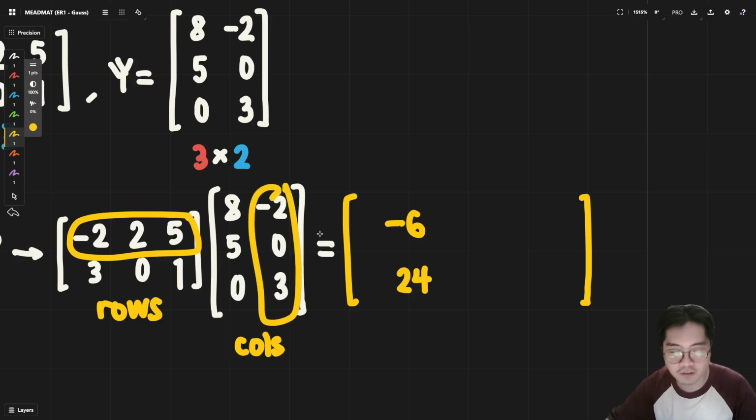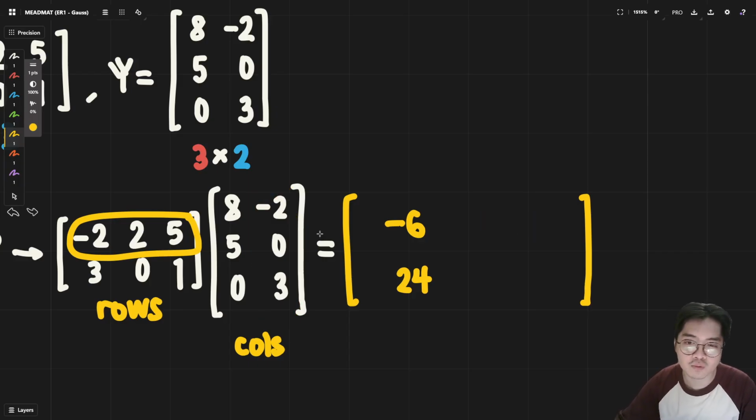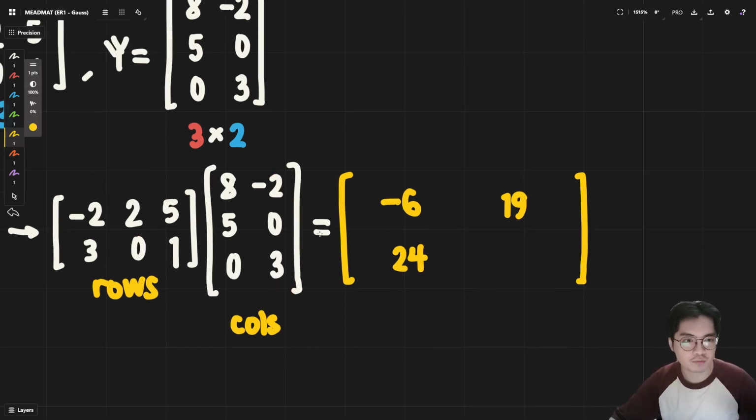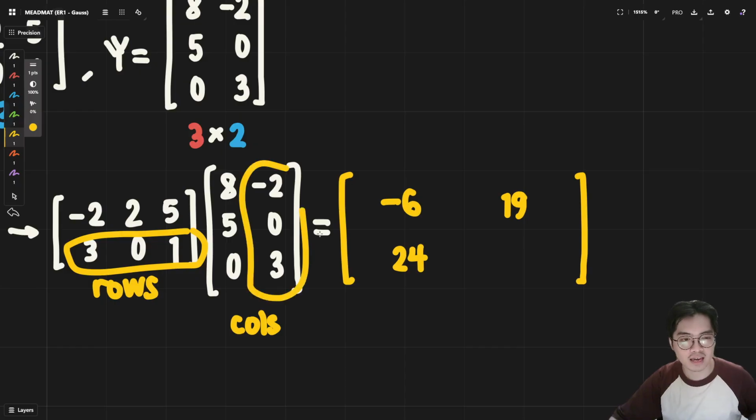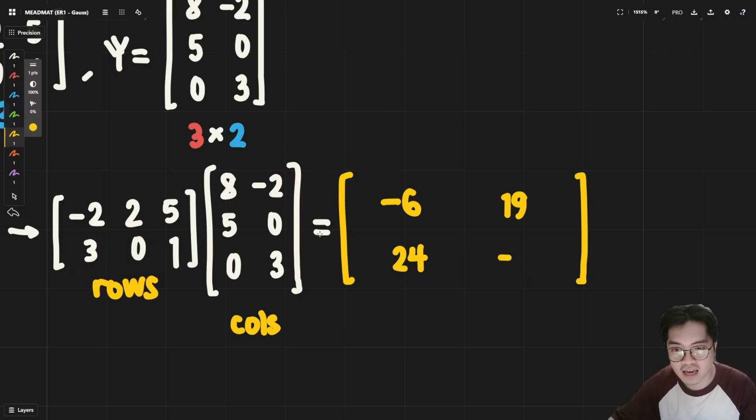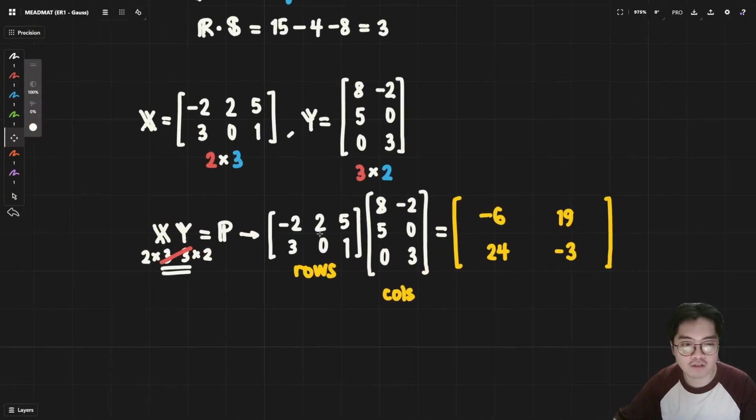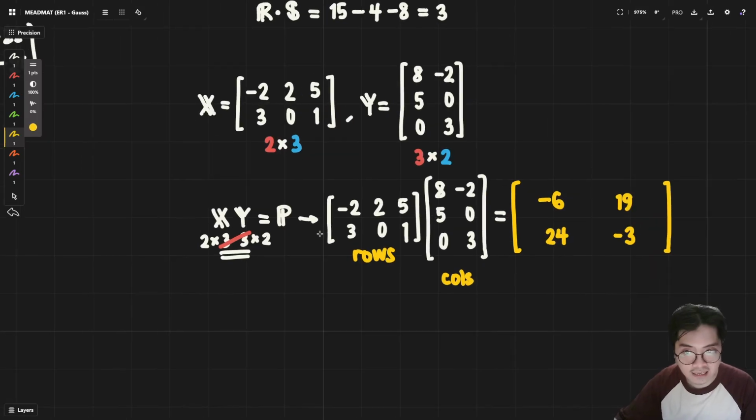We will now have -2 times -2 is positive 4. 2 times 0 is 0. 5 times 3 is 15. 4 plus 15 will give us 19. And then we will have second row, second column. 3 times -2 is -6. Plus 0 times 0 is just 0. 1 times 3 is 3. So -6 plus 3, we will get -3. That is your value for P.